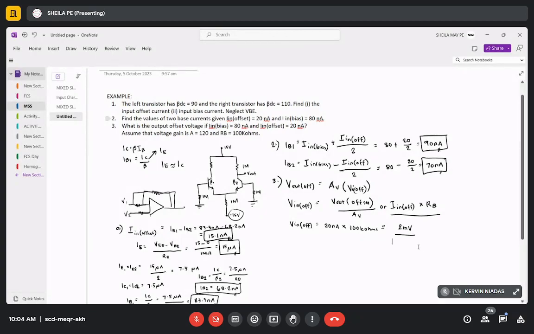Okay, so we already have our input offset voltage. So we can then find our V output, or output offset voltage. Since our voltage gain AV is given, this one here is 120 times our 2 millivolts. That would be 240.